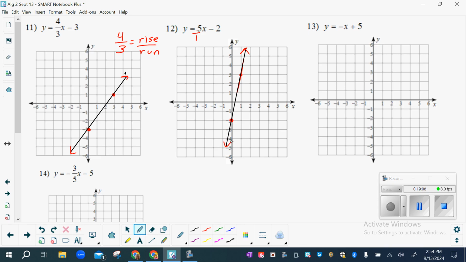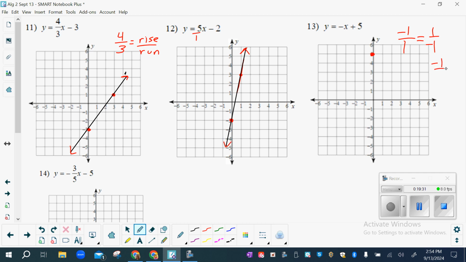Okay, number 13. What's my y-intercept on number 13? 5. What's my slope? -1, which is -1/1. Pay attention to this. Is this the same thing as 1 over -1? No. Are they equal? They're equal, yeah. So I can do it either way.